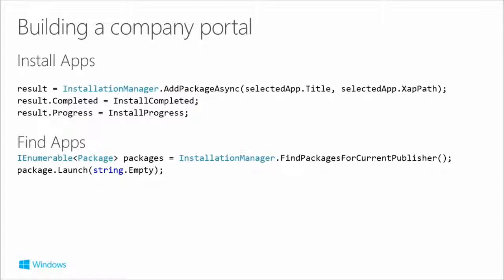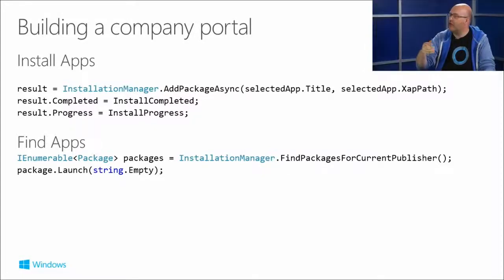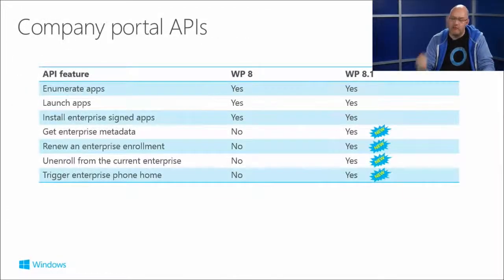The find apps is like listing all the apps published by this publisher, so you can make a list, for example, this is already installed, open up the app. So it's like building an application catalog. We did some improvements compared to Windows Phone 8. We could already enumerate and launch apps and install them. We can also get some more information.